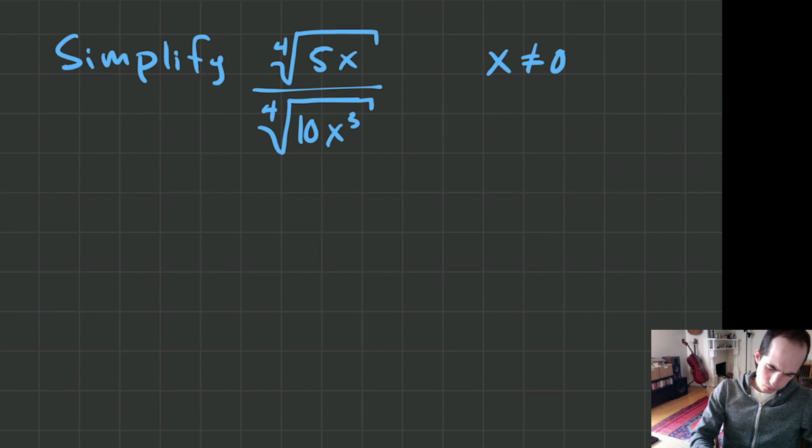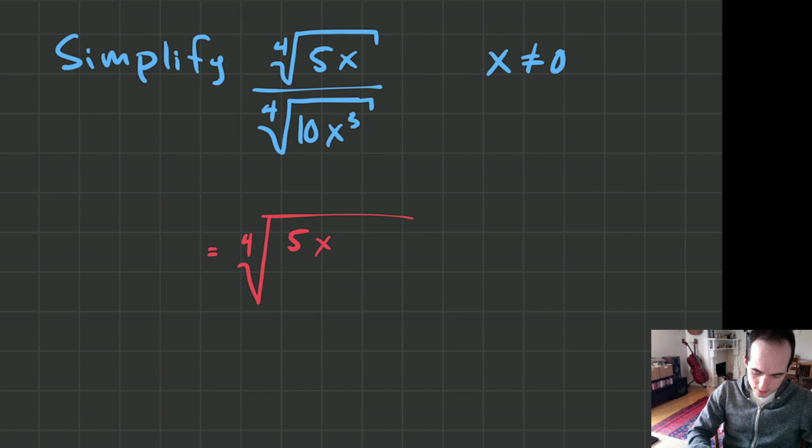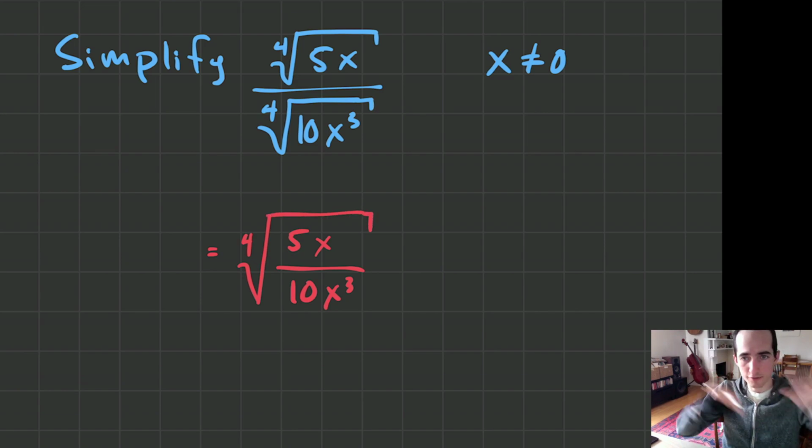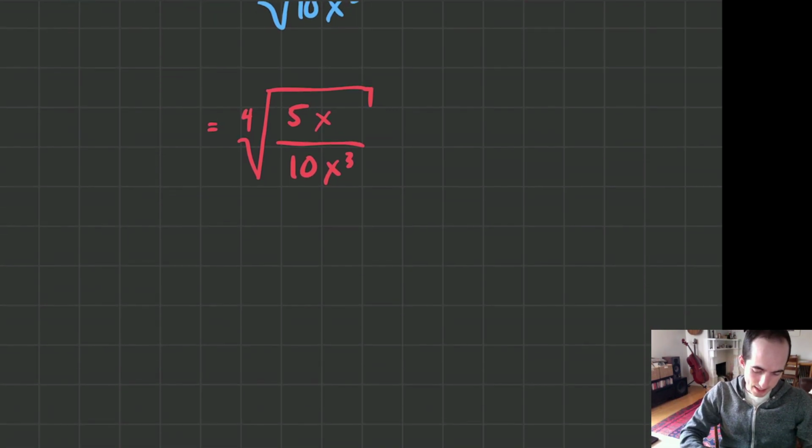Okay, so the first thing I'm going to do is write it as one big radical. So this whole thing is the fourth root of 5x over 10x cubed. And we can do that because that's how radicals work, right? If I have a fraction of radicals, that's like a radical of a big fraction. So now that I've got it written like this, I can simplify it. So that's nice.